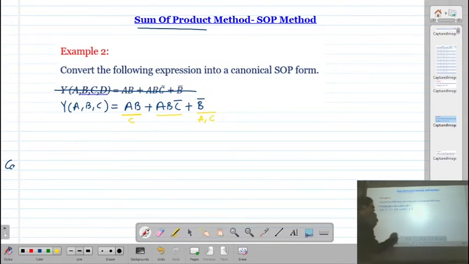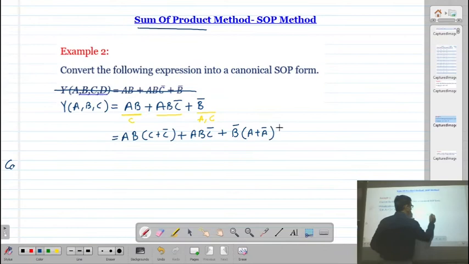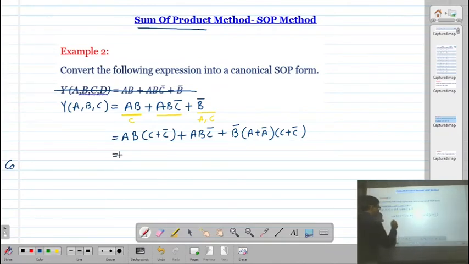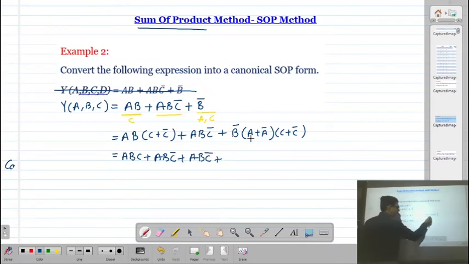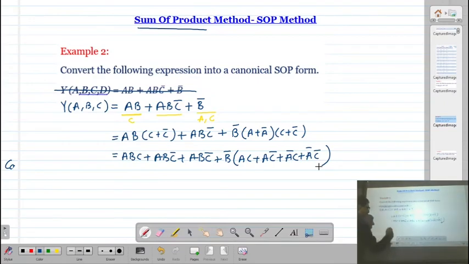So now what you can do is, this is equal to A, B, and which variable is missing? That is C. So for that I will write C plus C bar. Correct? Then A, B, C bar as it is. But now in the third term, B bar is there, and two variables are missing. For that we can write A plus A bar and C plus C bar. If you open the bracket, you will get a canonical form of this expression: ABC plus ABC bar plus ABC bar plus, the B bar is there into the bracket. First of all, we open this: AC plus AC bar plus A bar C plus A bar C bar, and this is equal to here.